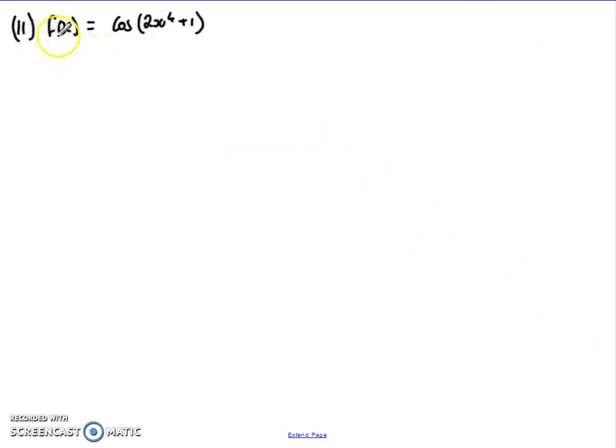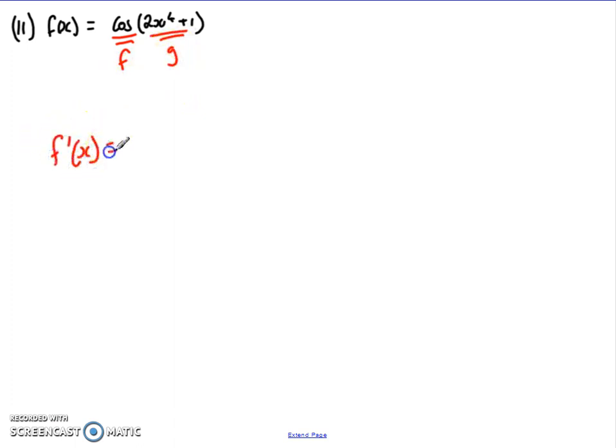Second question was f of x equals cos of 2x to the power 4 plus 1. Again, we follow the same routine, identify the f, identify the g, and then follow our formula. Now the f, the outer function, that's our cosine. The g, the inner function, that's the part here within the brackets, the 2x to the 4 plus 1. So there's our two parts, we can take it from there.